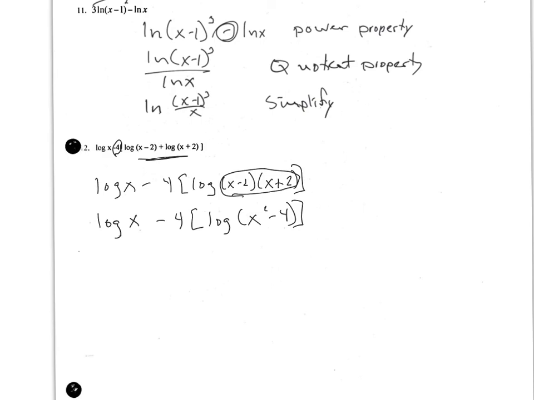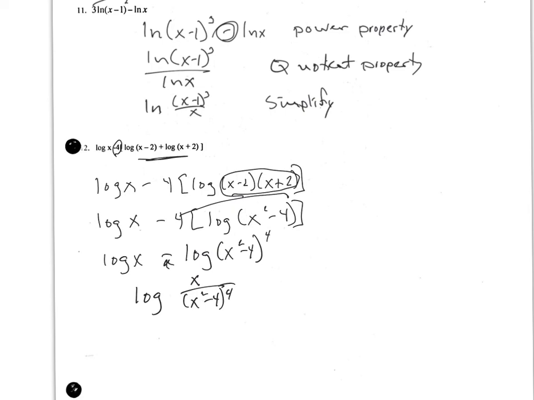Now we can put the power back on there now that we have a single term. So that power is going to go here. So we have the log of x minus the log of x squared minus 4. This whole thing is to the 4th power. Now a negative sign means division. So we're going to write this with a single log. I'm just going to skip that step that I did up there. So we're going to know we're dividing. And the power is only on the bottom. We write it with a single logarithm.